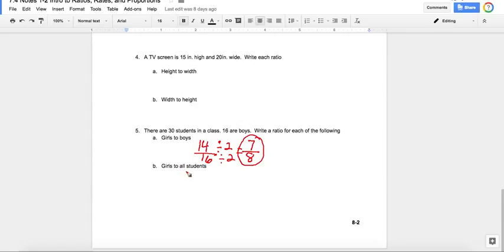And now we want girls to all students. So we already figured out how many girls there are. There were 14. And we already know there's 30 students in the class. So we're going to do 14 over 30. Now I notice that both of these are even numbers. So I can divide by 2. And I know that 4 can't go into 14 or 30. So I can't divide by 4. So we'll stick with 2. 14 divided by 2 is 7. And 30 divided by 2 is 15. So it's a 7/15 ratio.